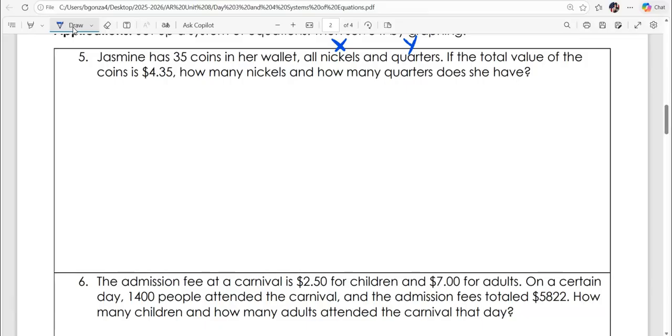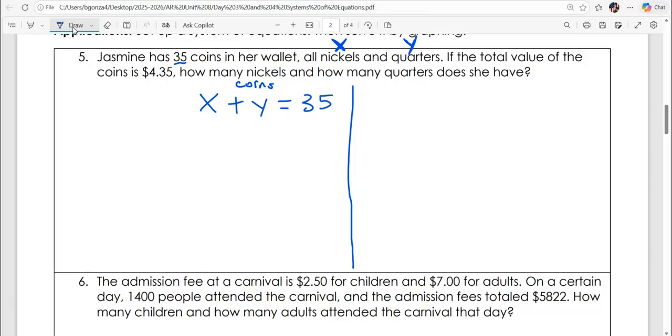She has how many coins? 35. Y'all see that right there? It tells you she has 35 coins. They're nickels and quarters. So the nickels plus the quarters equals the total number, which is 35. Okay? There's one of your equations. The nickel coins plus the quarter coins equals the total coins, 35. Okay, so this is an equation about coins.